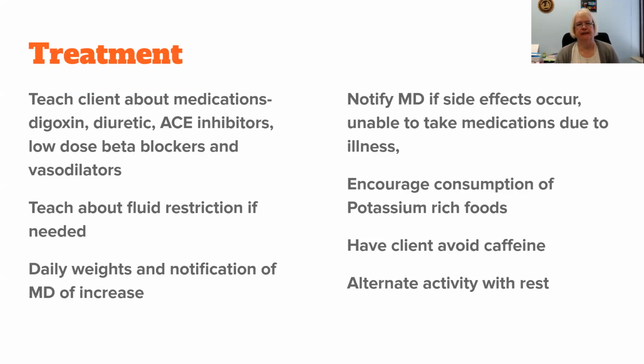Notify the MD if side effects occur from any of those meds. Encourage consumption of potassium-rich foods, because we're usually giving them a diuretic that is potassium wasting, like furosemide or Lasix. They need to avoid caffeine, and they need to alternate activity and rest, so they're not pushing their body for more oxygen. It's hard enough to get oxygen for what they need. They can't do a whole lot and then expect their body to keep up. It's just not going to happen.